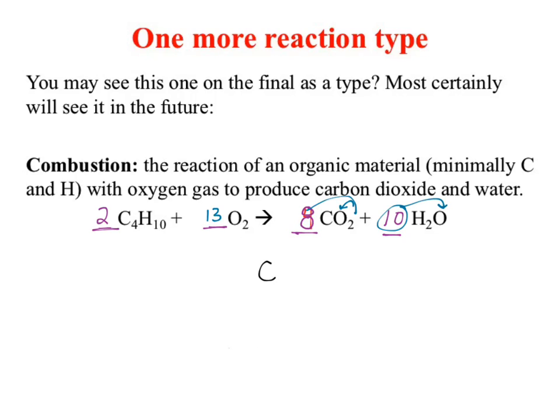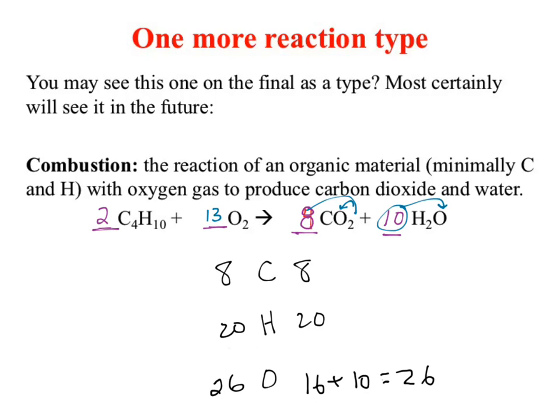Carbons on the left. 8 carbons on the right. Hydrogen's on the left. Hydrogen's on the right. Oxygen's on the left. 26, because 13 times 2 is 26. That's probably one that admittedly I would write out, believe it or not. Okay. Oxygen's on the right. Don't tell me 26. 16 plus 10 equals 26 for the oxygen balance.